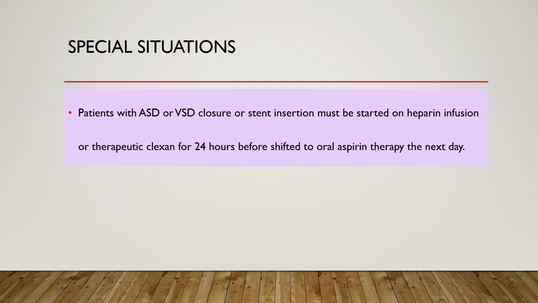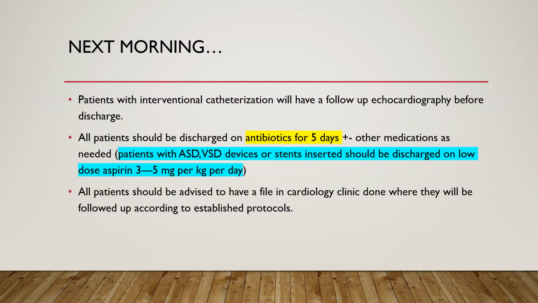In patients with ASD or VSD closure and those with a stent inserted, they should be started immediately on heparin infusion or therapeutic Clexane for 24 hours after the catheterization, and then they will be shifted to oral aspirin the next morning. The next morning, patients with interventional catheterization will have a follow-up echocardiography before discharge.